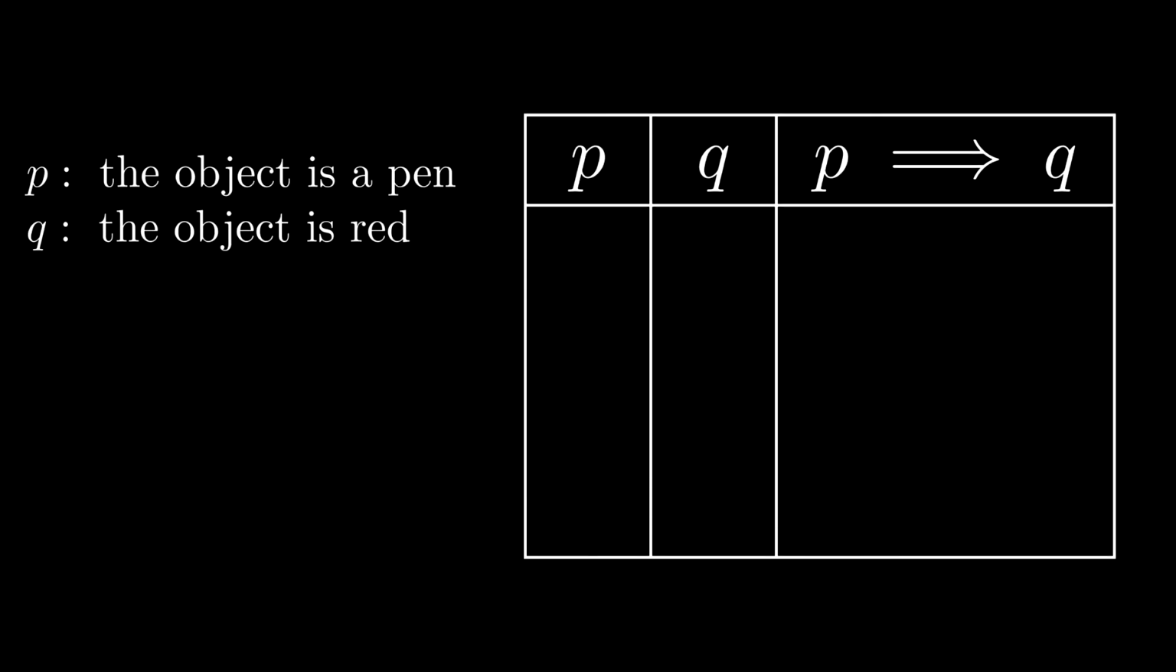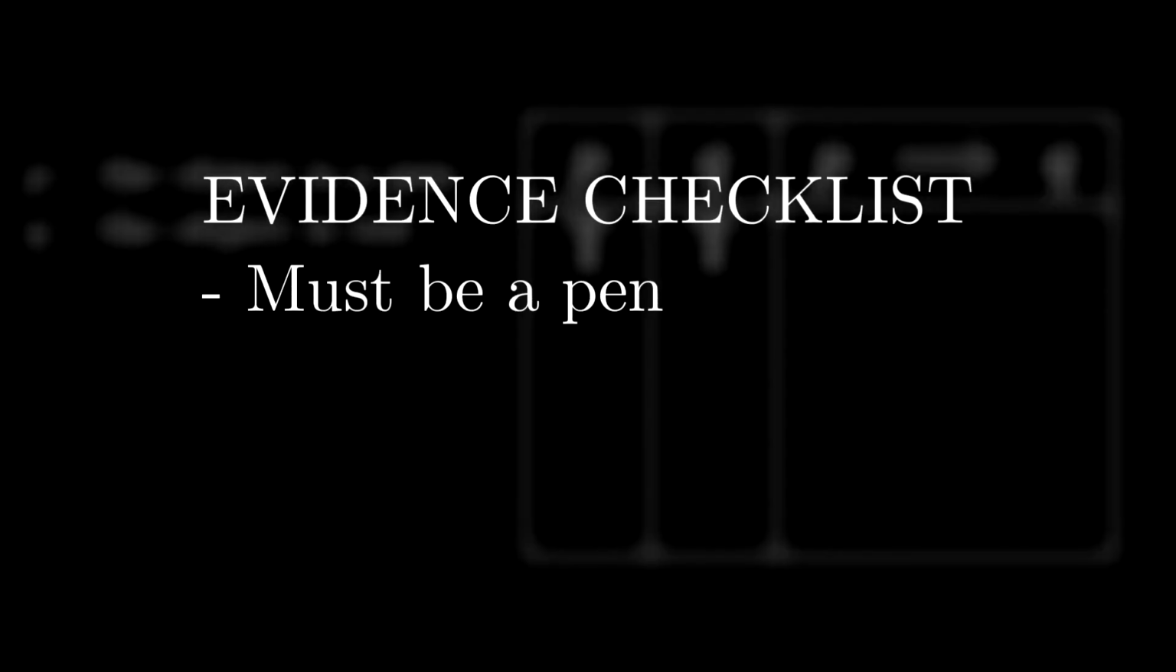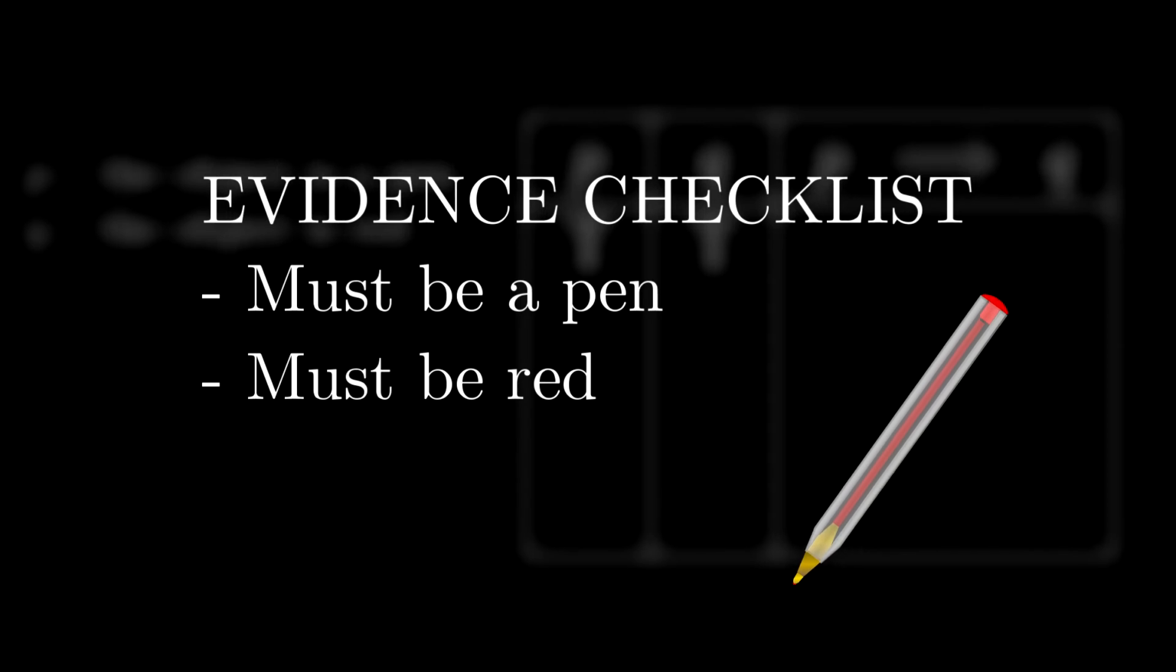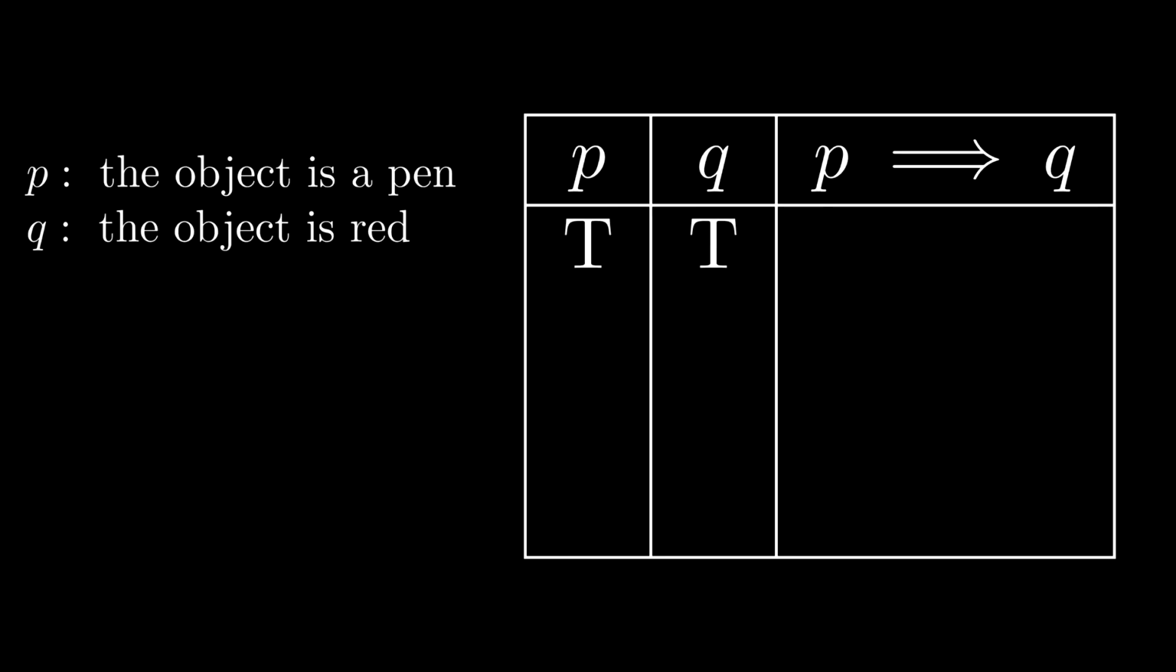In the first row, where P and Q are true, we are asked to sample objects that are pens, P being true, which are also colored red, Q being true. Clearly, any evidence of this form will only support the claim that all pens are red, and it certainly doesn't disprove it, and so we say it's true.